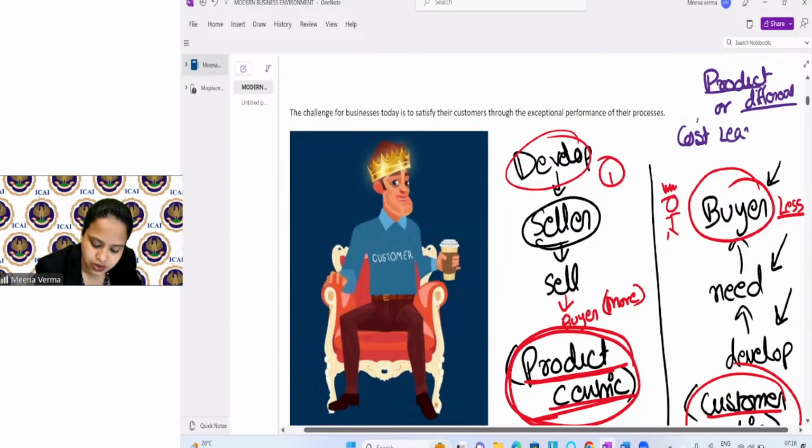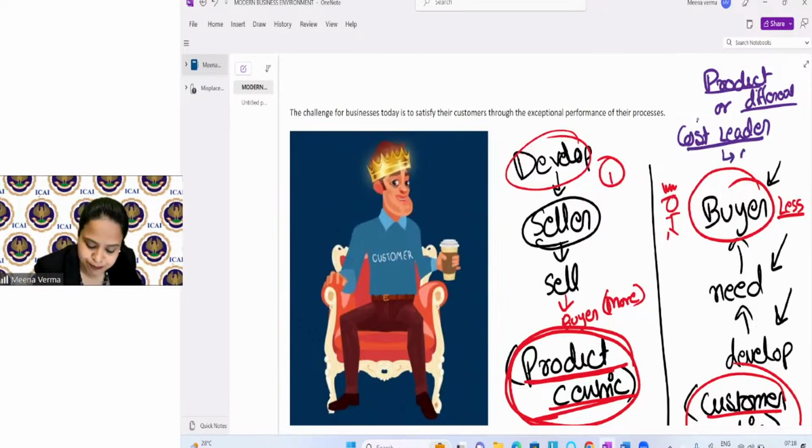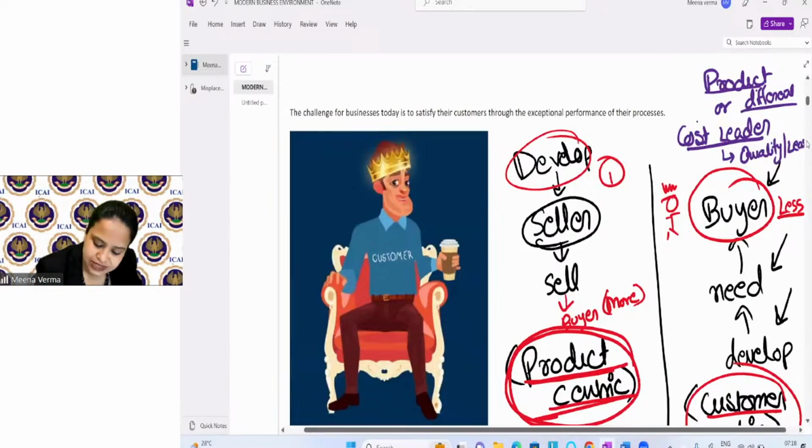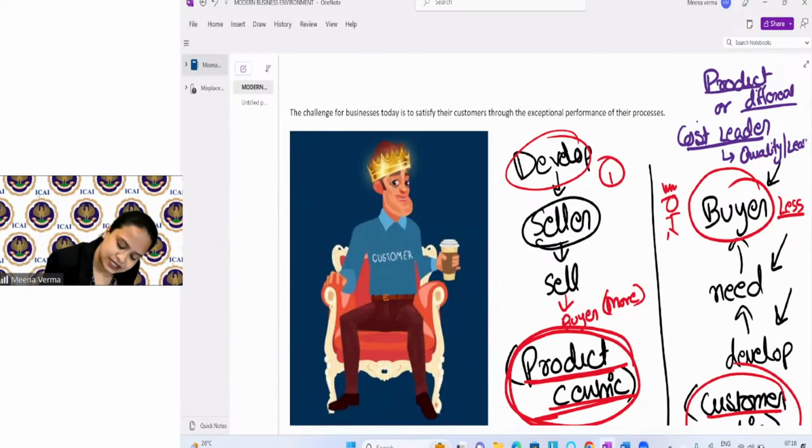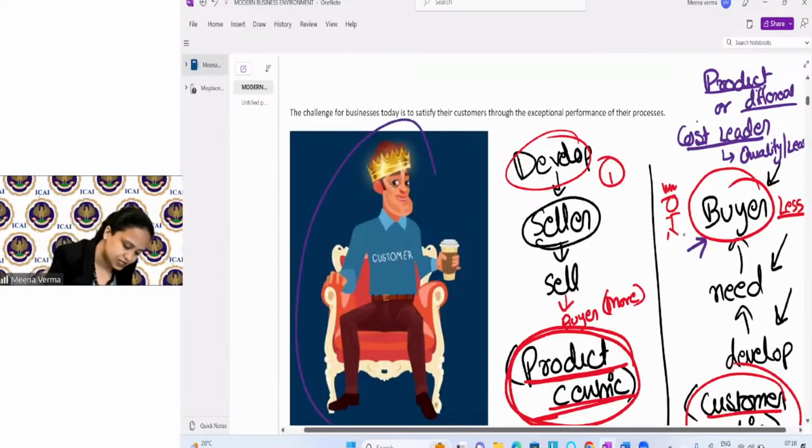A cost leader is one who gives the best quality product at the least price. Price is less and quality is the best. Now, the point is that since it is a buyer market, a customer-centric market, the customer is king, and we want to keep our king happy.